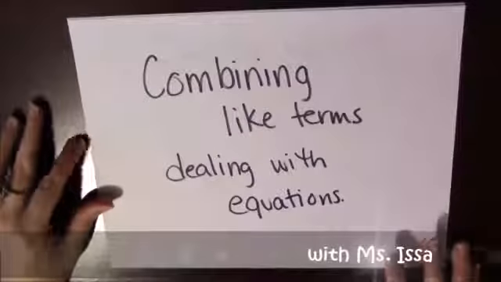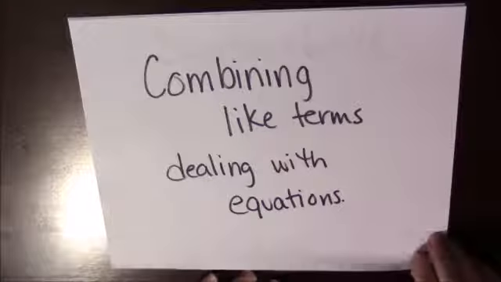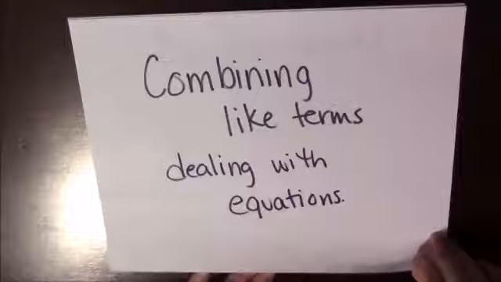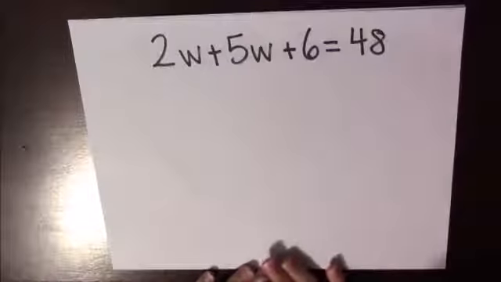Today we're going to talk about combining like terms dealing with equations. Combining like terms means there's going to be more than one coefficient and variable in our problem. So here, our very first thing we do when we see an equation is read it. So we have 2 times w plus 5 times w plus 6 equals 48.